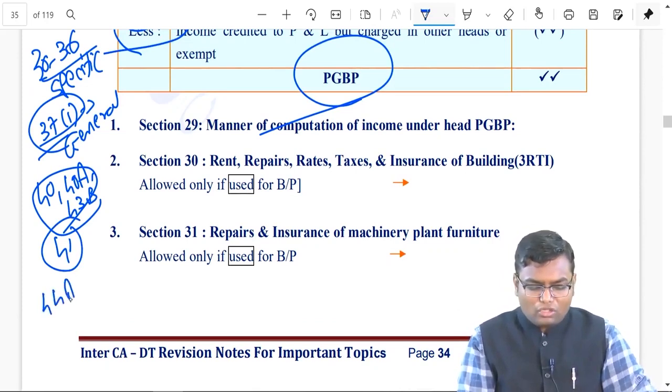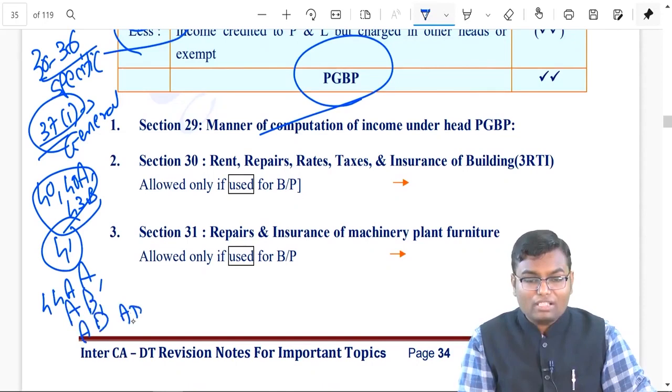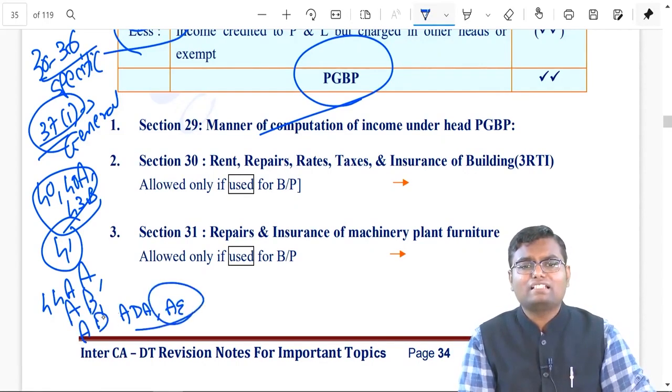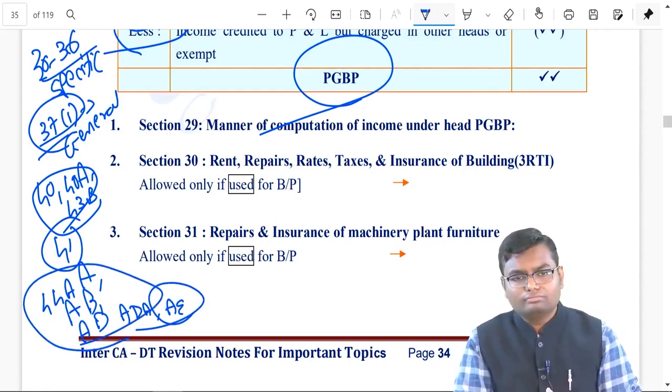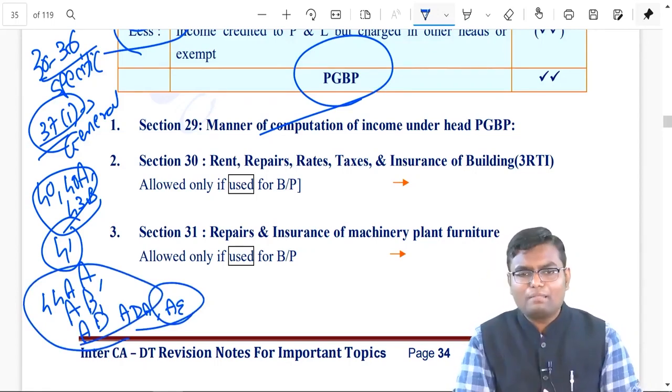And last 44AA, 44AB, 44AD, 44ADA, 44AE, these kinds of sections are there, which all are what? Books of accounts, audit, presumptive income. All we will be looking at in this chapter.